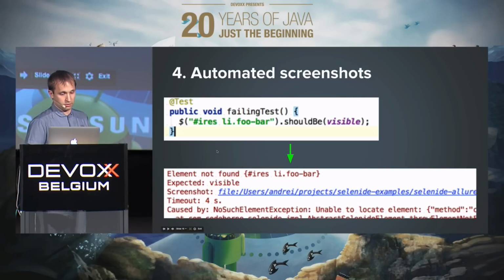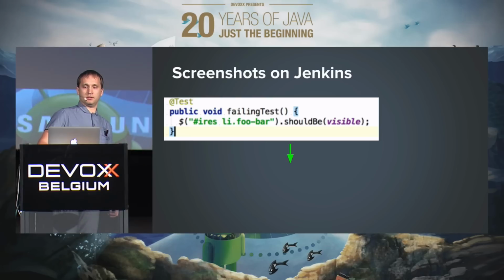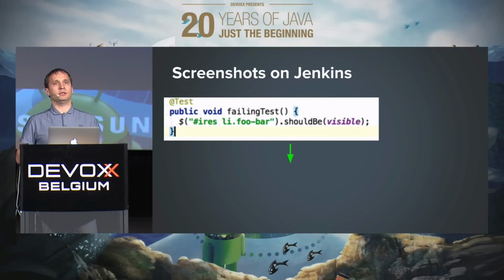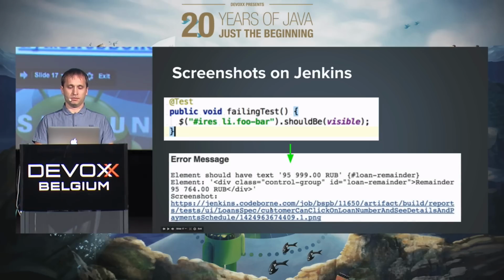So if you run a test locally, it will take a screenshot and put a link right here. It's already clickable. You can click and investigate why the test failed. And if you run tests on a continuous integration server, this link will be like this. It will be clickable already on the server. It's pretty convenient to investigate why a test failed.